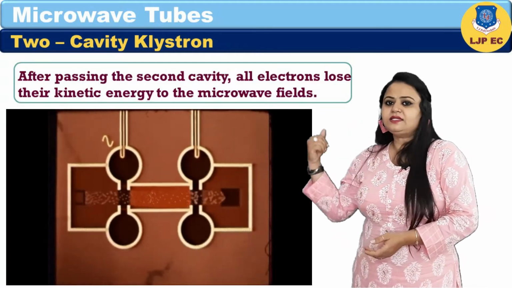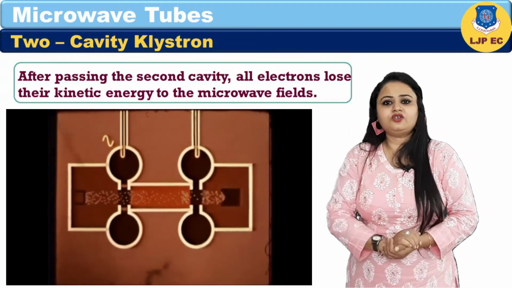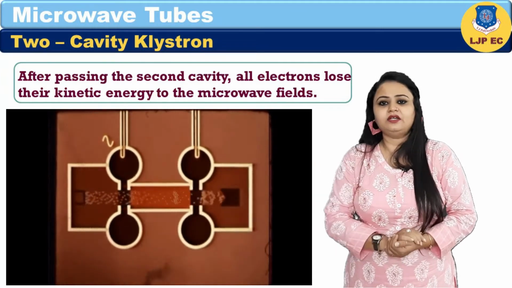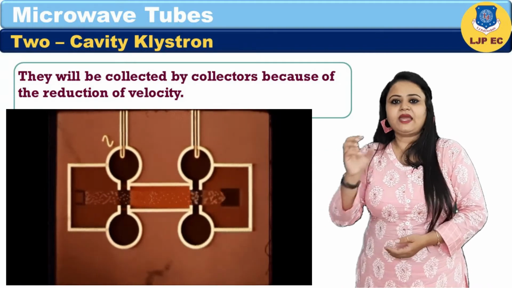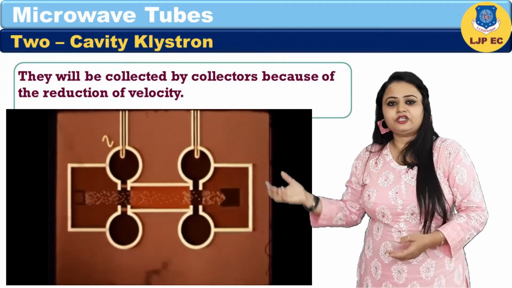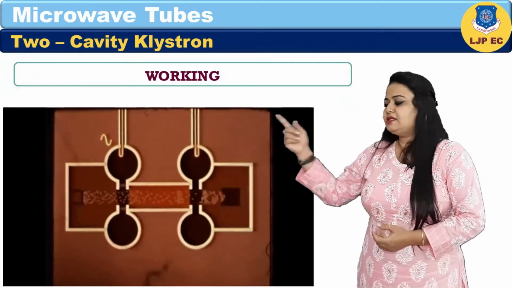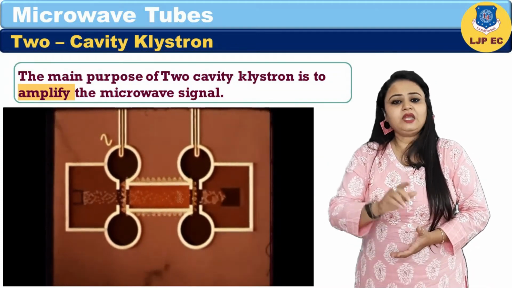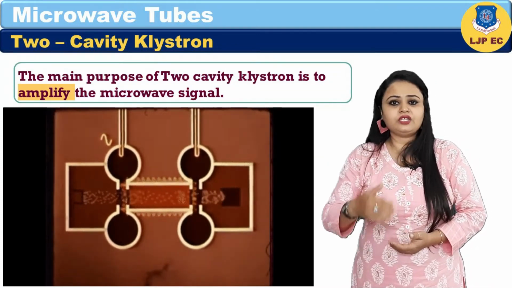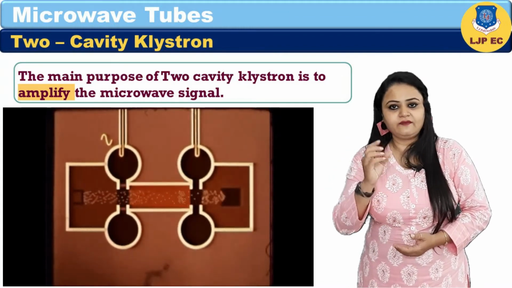After passing the second cavity, all electrons lose their kinetic energy to the microwave fields. They are collected by the collector because of the reduction of velocity. This is how two cavity klystron works. The main purpose of two cavity klystron is to amplify microwave signals.